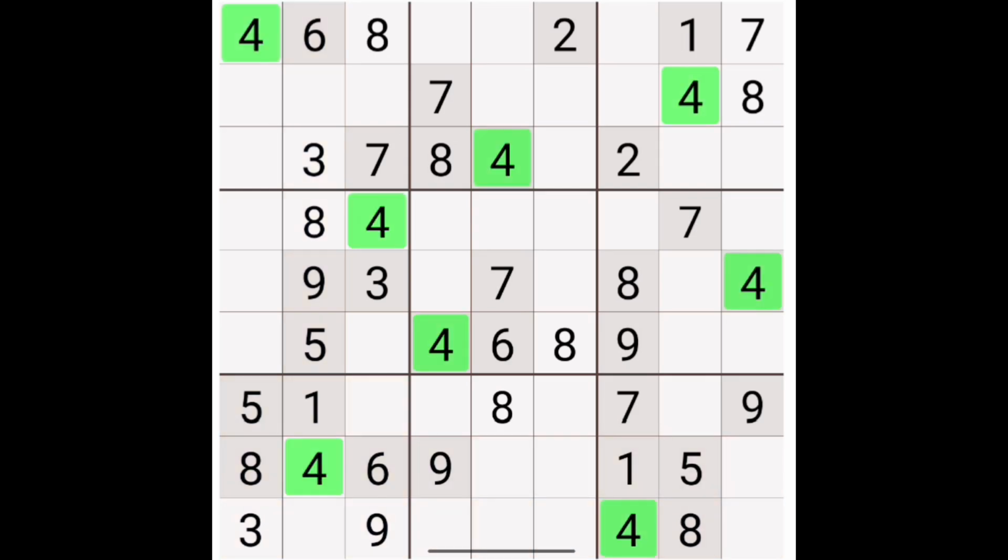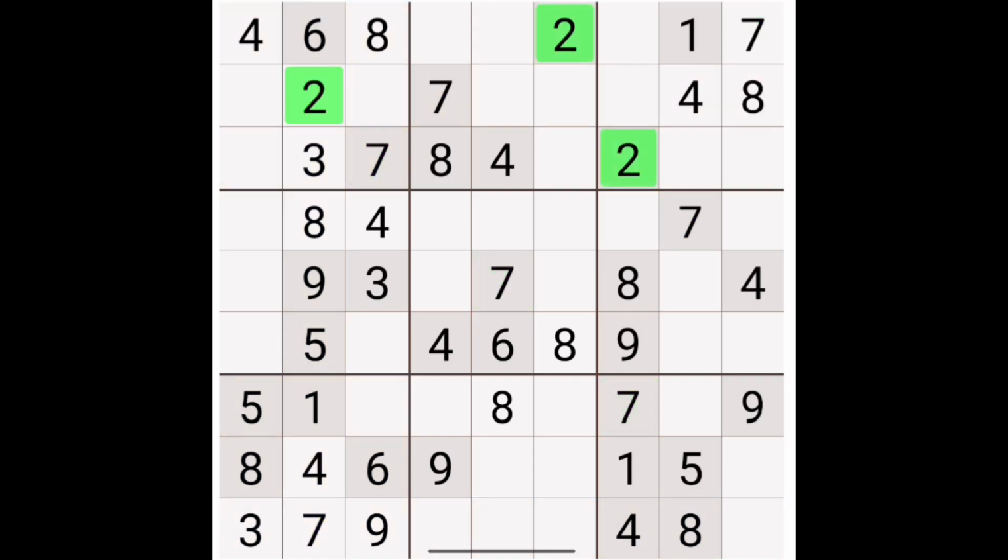Okay. Now let's complete this column. In this column 6, 3, 8, 9, 5, 1, 4 are there. Only 2 and 7 are missing. So 2 and 7. So 7 cannot come here because 7 is there in the same block and same box as well as in the same row. So 7 cannot come here. 7 will come here and 2 will come here. Okay. Now let's complete this box in which 5, 1, 8, 4, 6, 3, 7, 9 are there. Only 2 number is missing.